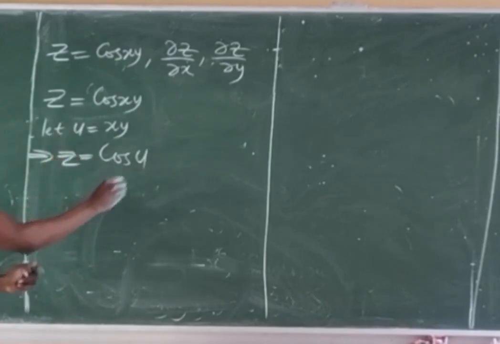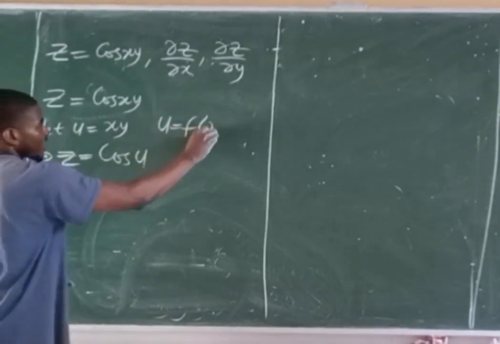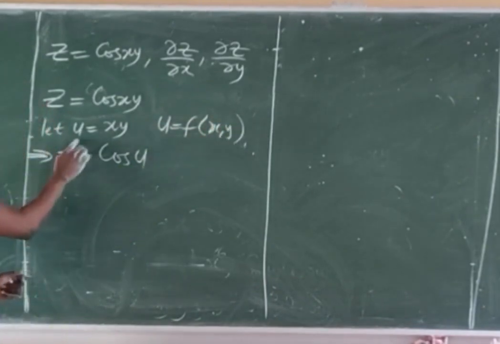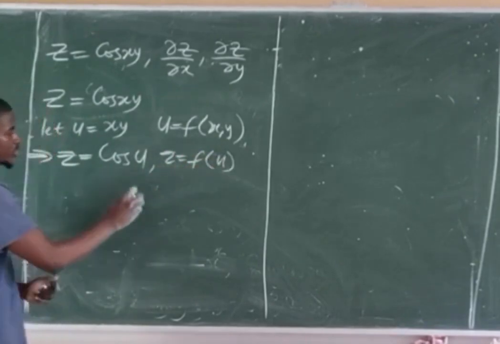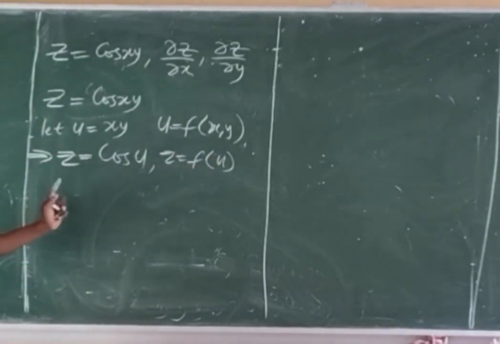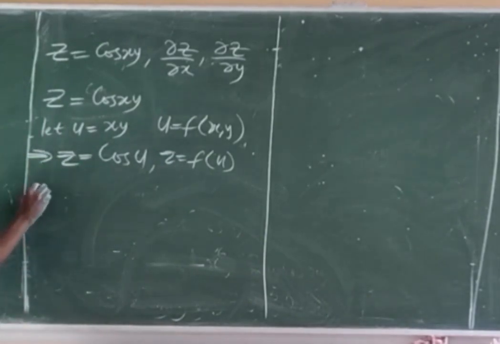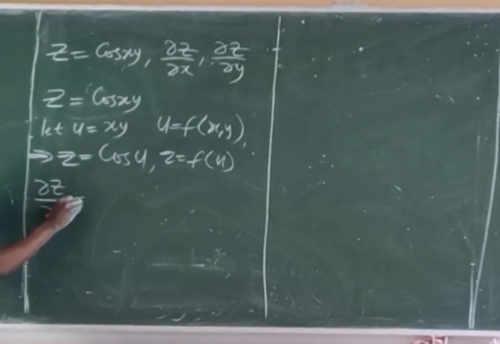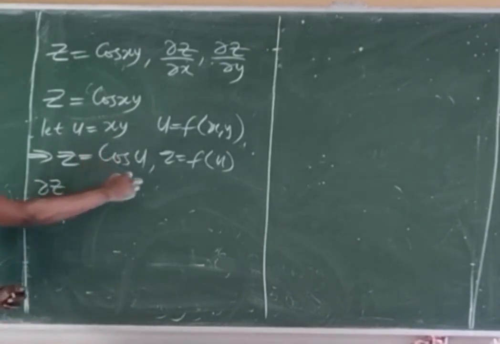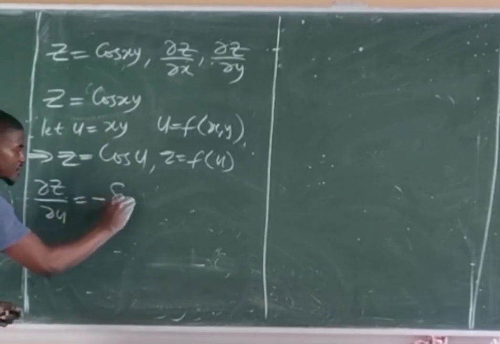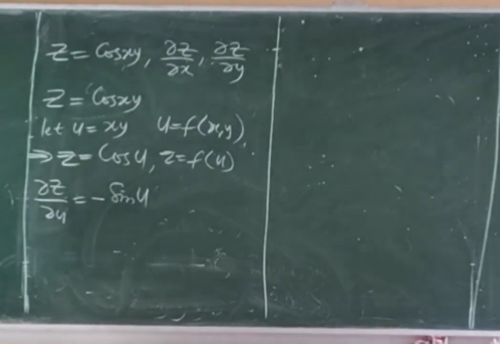Meanwhile, u here is simply a function of x and y because u depends on the value of x and y. And here, z is simply a function of only u, because z depends on u. So that means the partial derivative of z is going to be with respect to u. So I will have partial z, partial u, because z is no longer a function of x and y. So partial z, partial u is simply equal to, if I differentiate cos u, minus sine u.